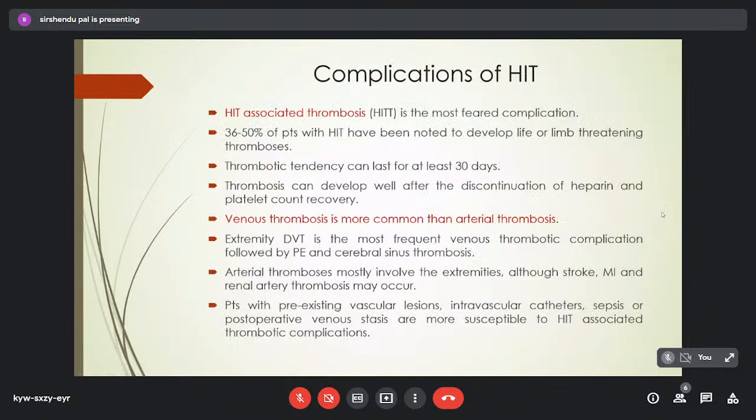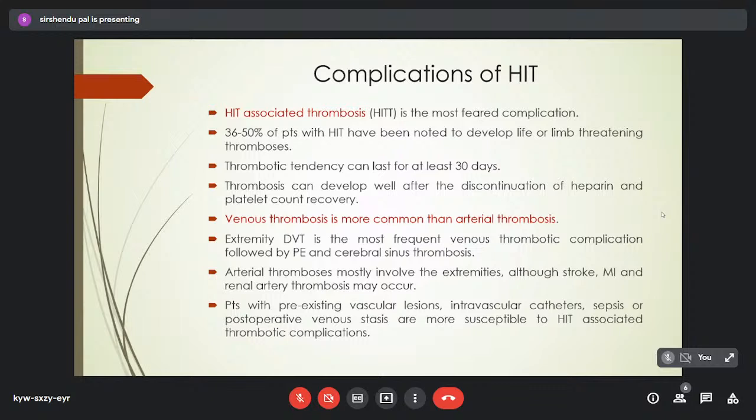Coming to the complications of HIT, heparin-induced thrombocytopenia-associated thrombosis is the most feared complication. About 50% of patients with HIT have been noted to develop life- or limb-threatening thrombosis. The thrombotic tendency generally lasts for at least 30 days. Thrombosis can develop even after the discontinuation of heparin and platelet count recovery.